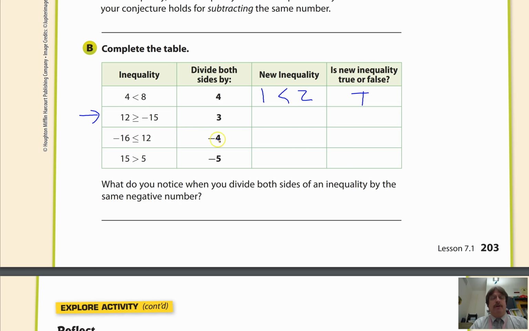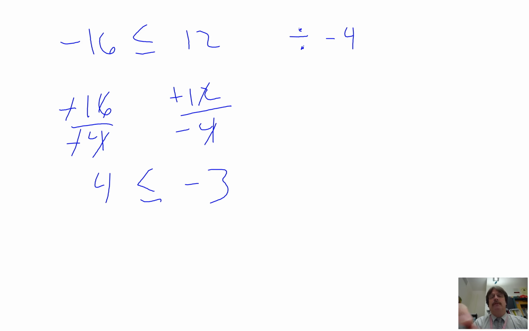I want to show you what happens here. If I take negative 16 divided by negative 4, that's 4. And if I take 12 divided by negative 4, that's negative 3. If I keep the sign, is 4 less than or equal to negative 3? Well, then the answer is no. So it's false.